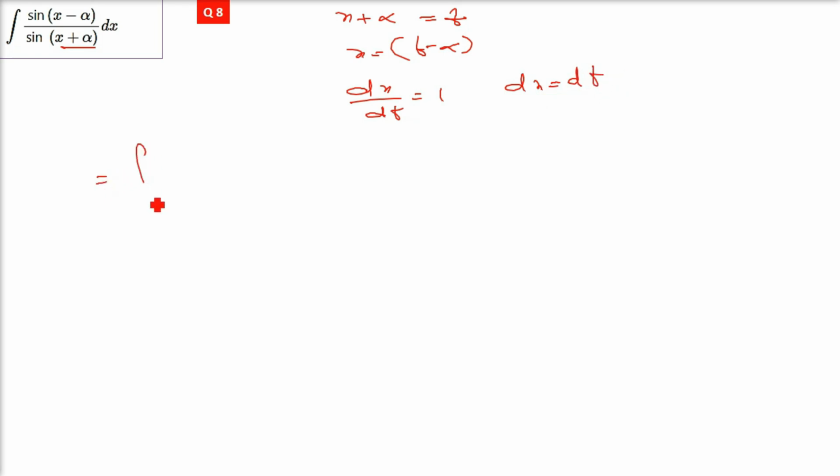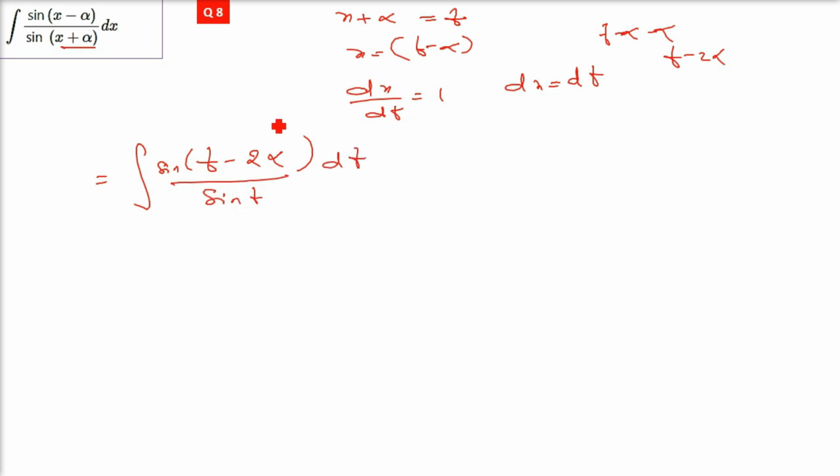How about the numerator? See, x minus alpha. What is x? t minus alpha. So t minus alpha minus alpha, that is t minus 2 alpha. So this goes up: sin(t minus 2 alpha). In the denominator, what do you get? Since x plus alpha was already t, it is sin t. So sin(t minus 2 alpha) by sin t, dt.